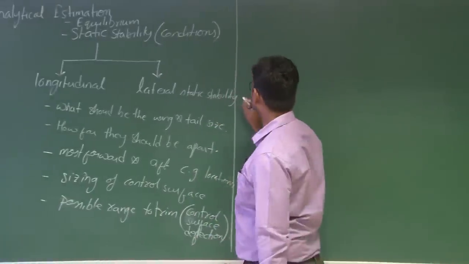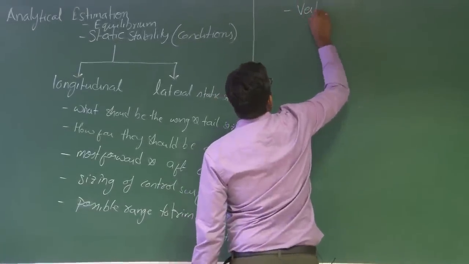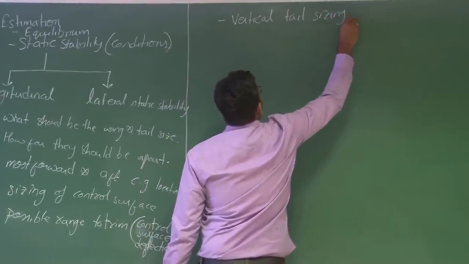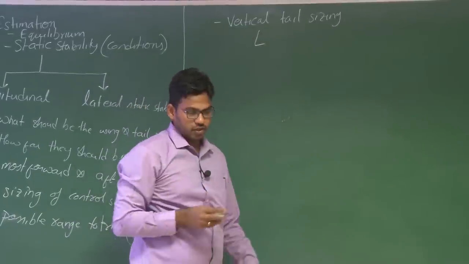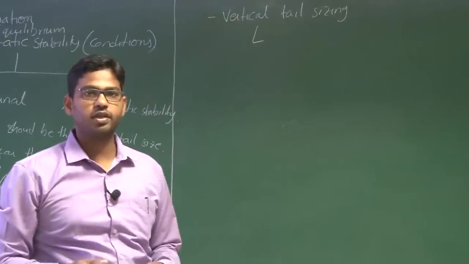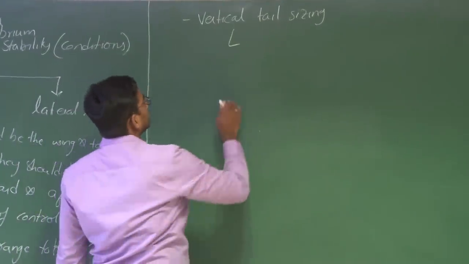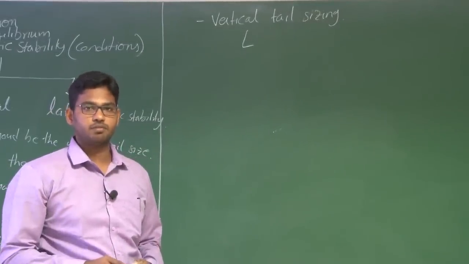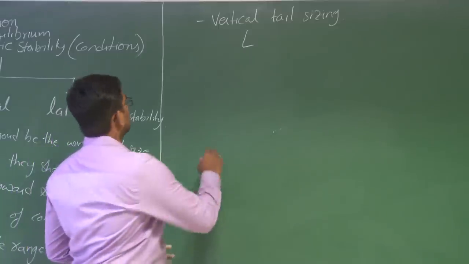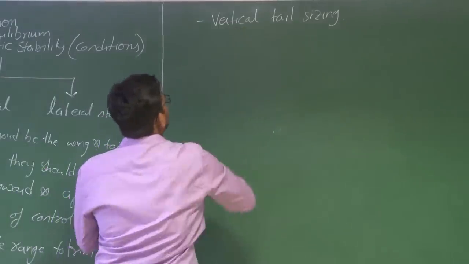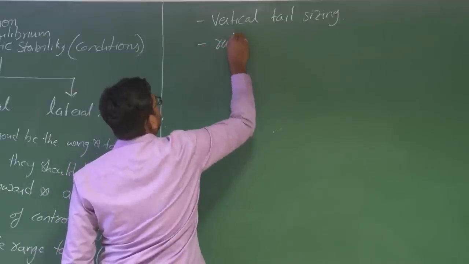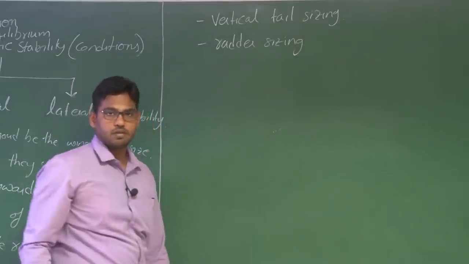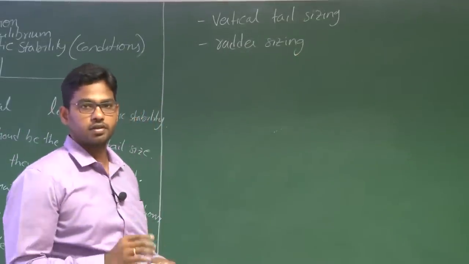At the same time, for lateral directional case, we'll perform vertical tail sizing, right? Which are mainly governed by means of some lateral directional parameters, stability and control parameters, right? So we have to design such a way that the vehicle should be able to come back to its equilibrium whenever there is a disturbance in lateral directional case. And then vertical tail sizing, rudder sizing. Rudder is a control surface that is located on this vertical tail, which is used for directional control, right?